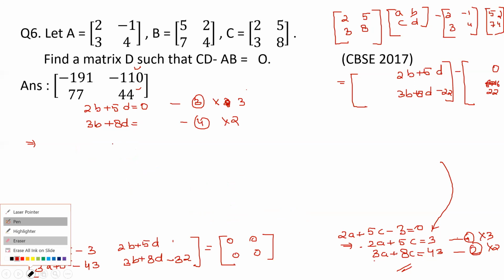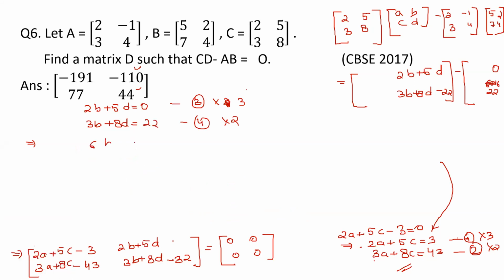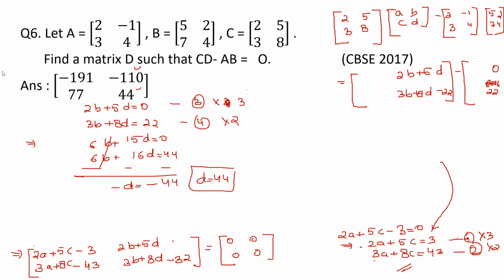This is 22. We will multiply this: 6b plus 15d is equal to 0. And this is 6b plus 16d is equal to 44. Now you will subtract this one. So minus d is equal to minus 44. So from here we will get d is equal to 44. Okay. And this is correct. Put this d in any of the equations, for example, this one. So 2b plus 5 into 44 is equal to 0. Okay, so we can say like this, b is equal to minus 5 into 44 by 2. So this is 22. So this is equal to minus 110.